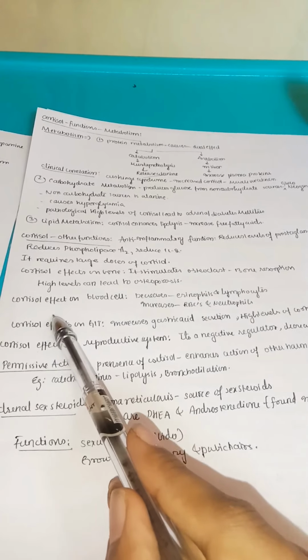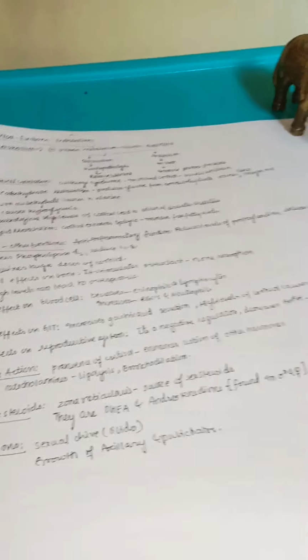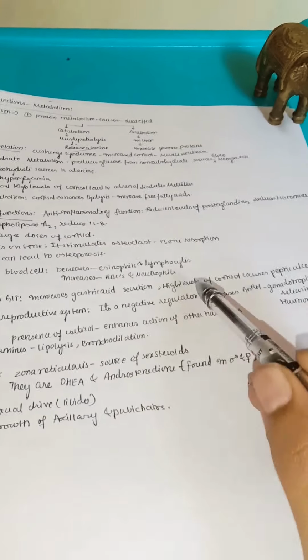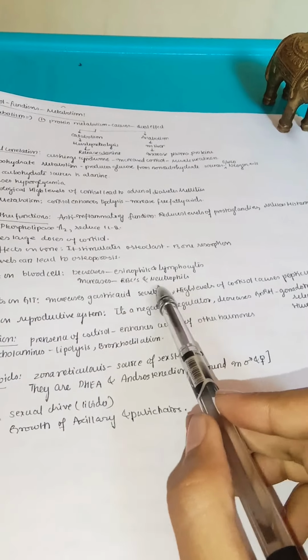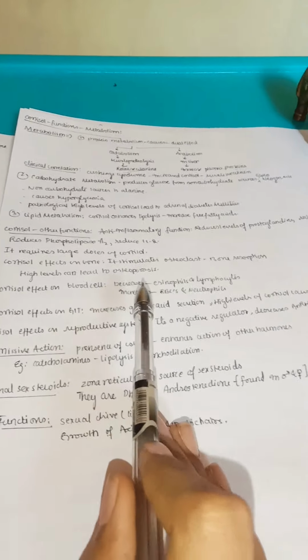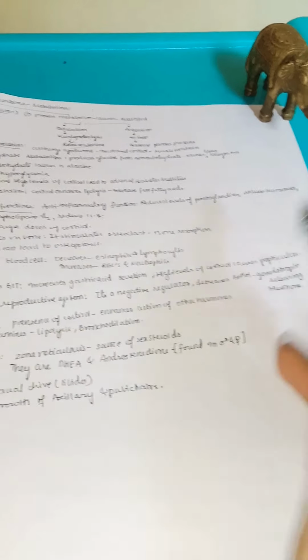Next we'll go to the cortisol effect on blood cells. In blood it will decrease eosinophils and lymphocytes. Eosinophils are mainly allergy-sensitive cells, and lymphocytes are white blood cells. It increases mainly RBCs and neutrophils. And cortisol's effects on the GIT: it increases gastric acid secretion, and high levels of cortisol cause peptic ulcer. Of course, if there is more gastric acid, there is peptic ulcer.